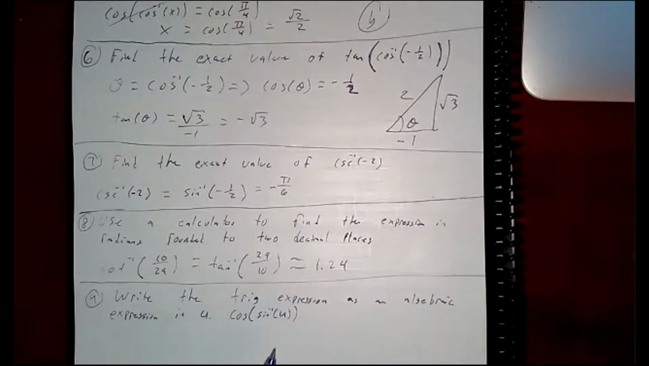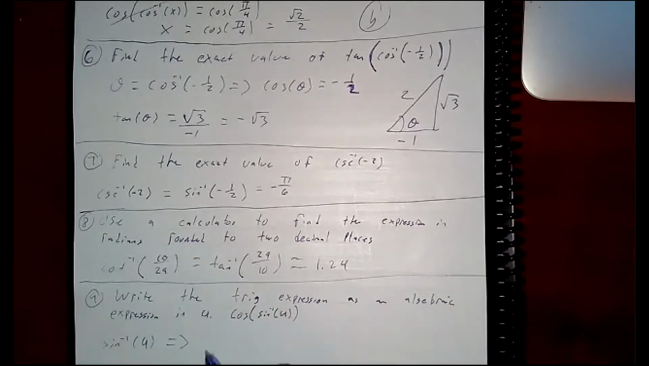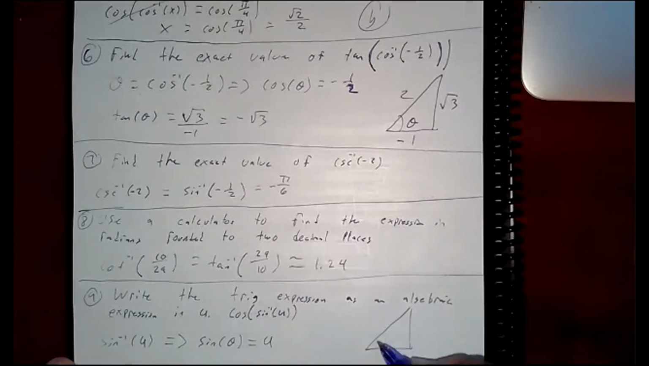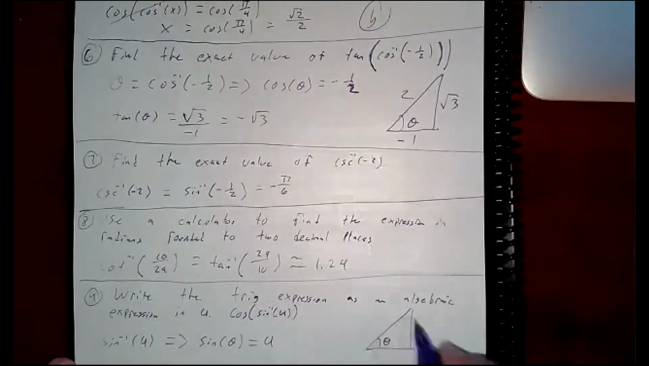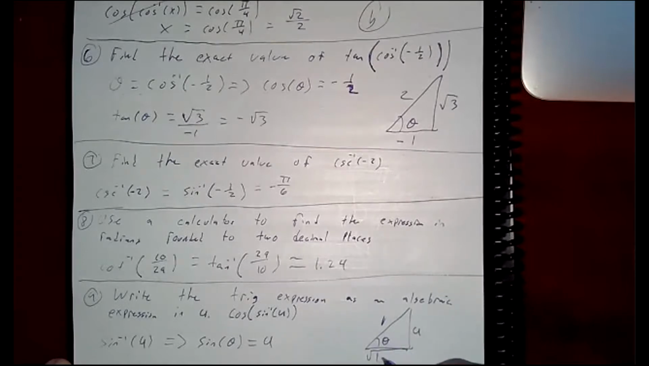So this is similar to number 6, except it's in general terms. Use the definition for sine inverse of U. That means there's some theta that will give you U. Using the definition of the triangle for sine, if I put theta right there, U will be opposite, 1 will be the hypotenuse. Using our Pythagorean theorem, this side will be square root of 1 minus U squared.